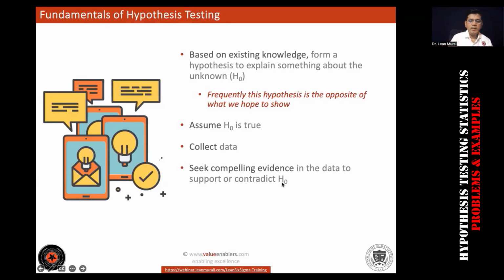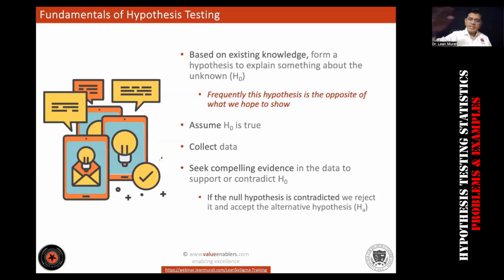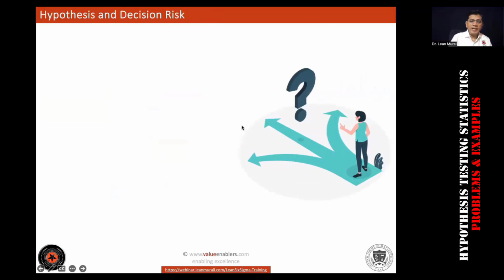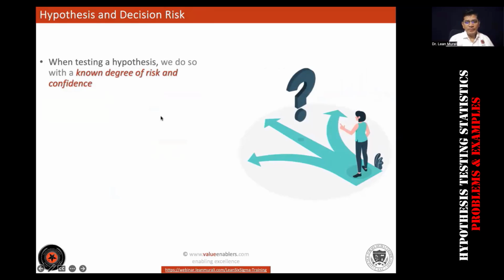We collect the data. And then, as I told you, we seek some compelling evidence to show in support or against the null hypothesis. If the null hypothesis is contradicted, we reject the null hypothesis and accept the alternate hypothesis. Now I'm going to get into something. Even after you collect enough evidence and get into a marriage, still there is a risk.